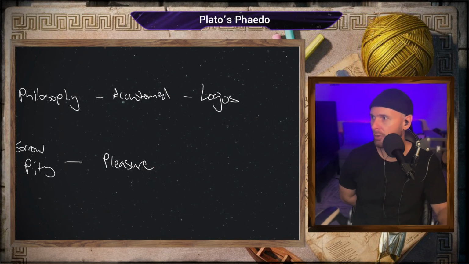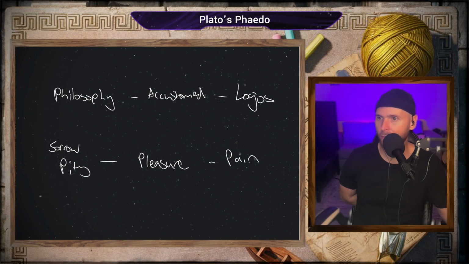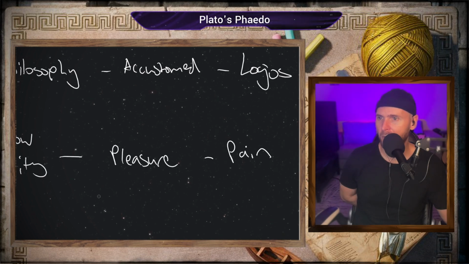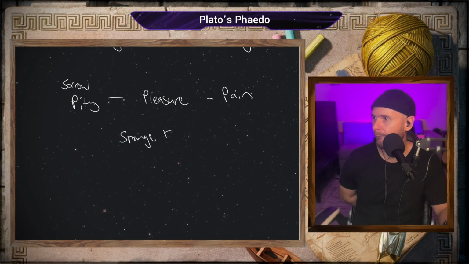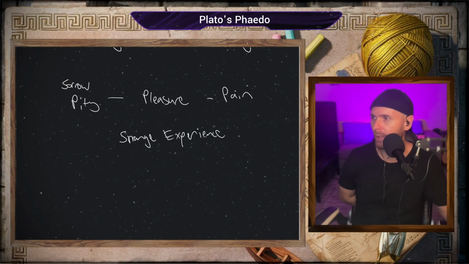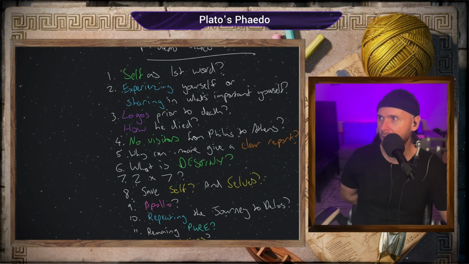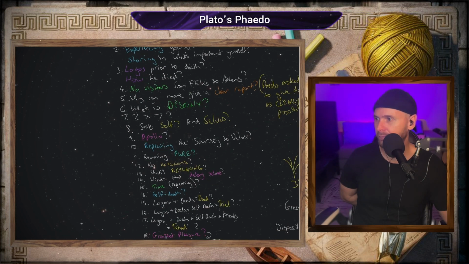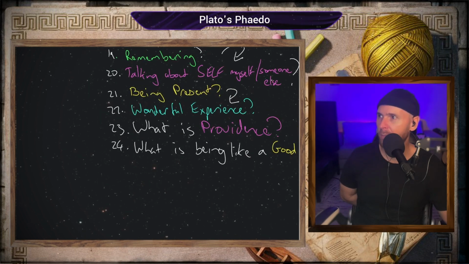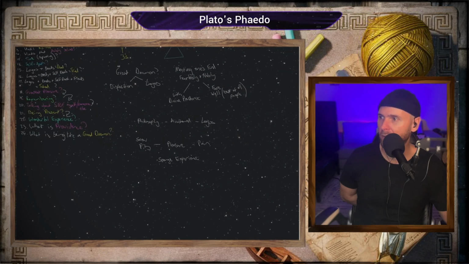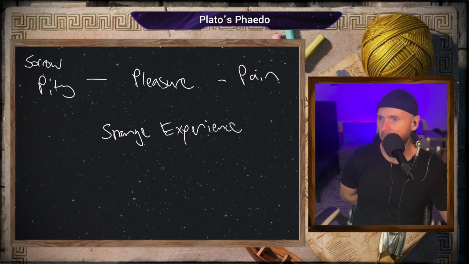Philosophy, accustomed, logos, sorrow, pity, pleasure, and also pain. We also have an experience, a strange experience. So experience. How we recognize experience is one of our questions. Here we go, the very second one: experiencing yourself, sharing in what's important yourself. So experience is significant. Oh, and he had a wonderful experience. What's that? Oh, and by the way, being present gave him the wonderful experience. Okay, so experience, strange experience, an unusual mixture of pleasure and pain.